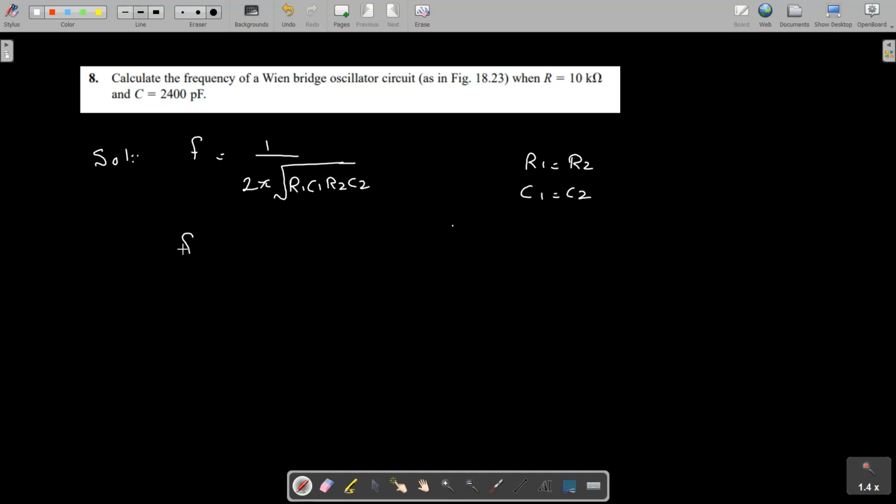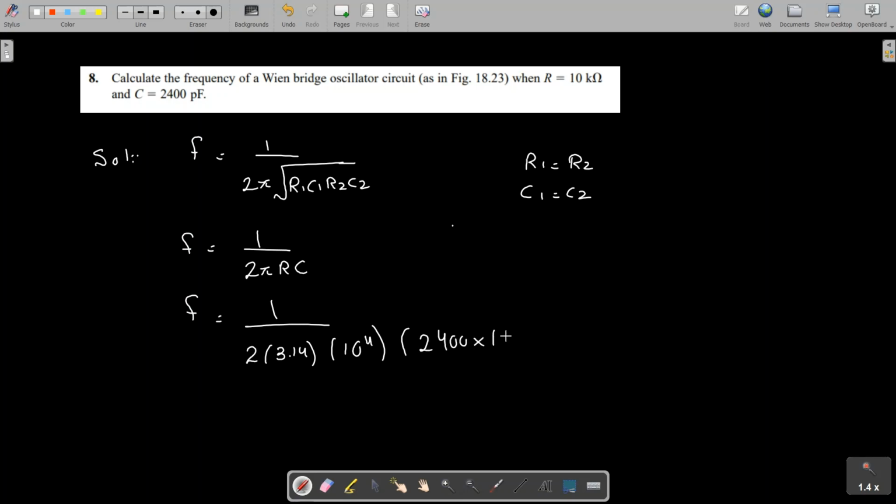So if in that case, then the frequency becomes equal to 1 by 2 pi RC. So you just need to put the value. So we are going to have 1 divided by 2 pi, which is 3.14. R is your 10 kilo ohm, that is 10 kilo ohm is 10,000. So that means that we are going to have 10 raised to power 4. Fine, and C is 2400 picofarad. Again, pico is 10 raised to power minus 12.